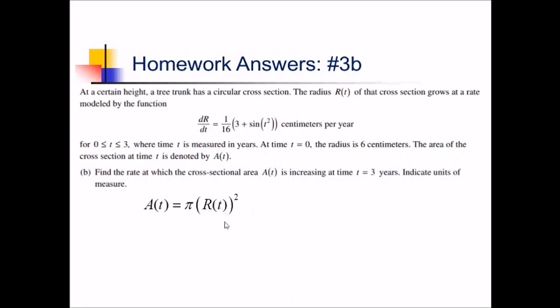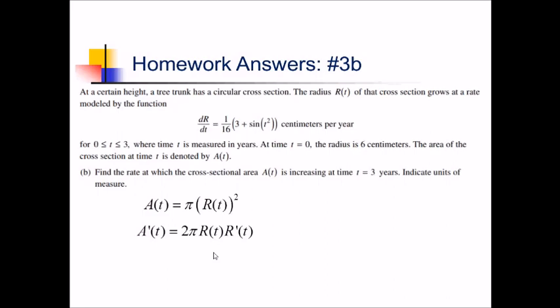And now if I want to find the rate at which our area is changing or increasing, then I need to take the derivative of this, A prime of t. Using my power rule, that's just going to be 2 pi times r of t, but r itself is a function, so I'm also going to have to multiply this by r prime of t. I'm going to have to use my chain rule on this one, inner function.